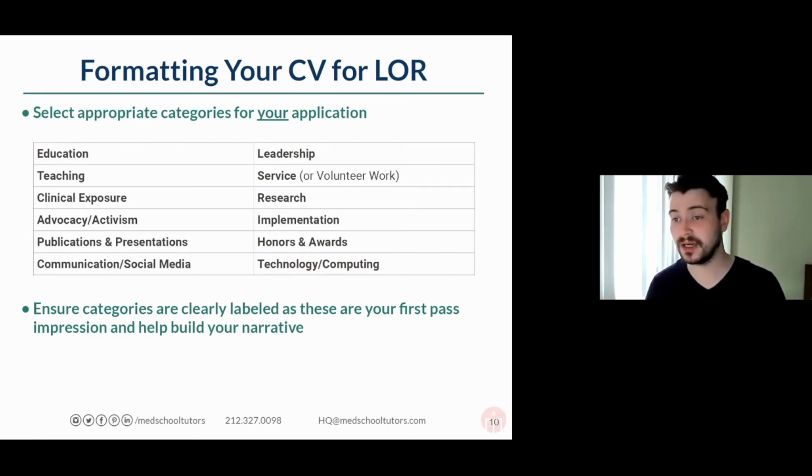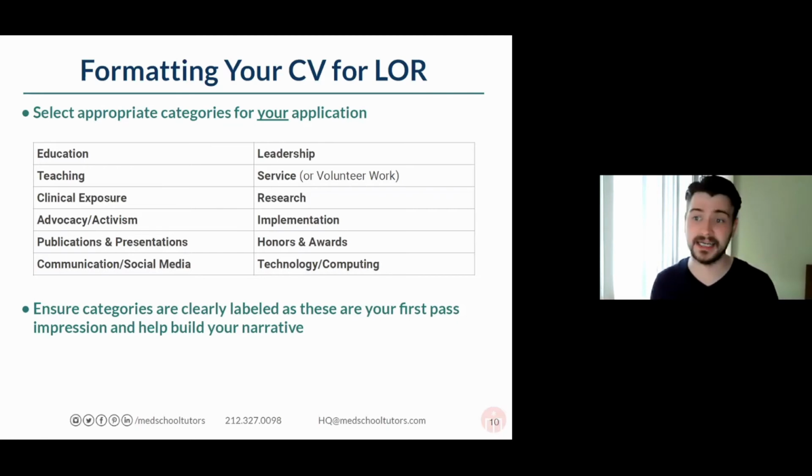service or volunteer work may be appropriate. If you have within service a very specific domain that you do work in, it may even be appropriate to create a subsection of service that has its own bold category. Clinical exposure is a great category, research if you did it, and I would encourage those of you who did scholarship outside of the natural sciences not to discredit yourself and to include that.